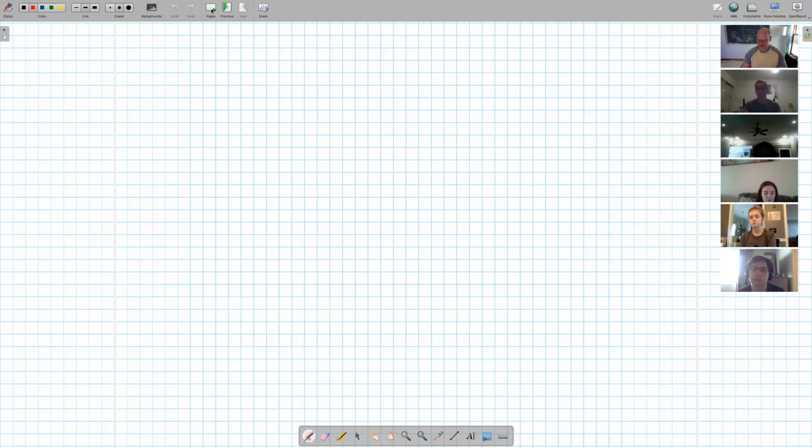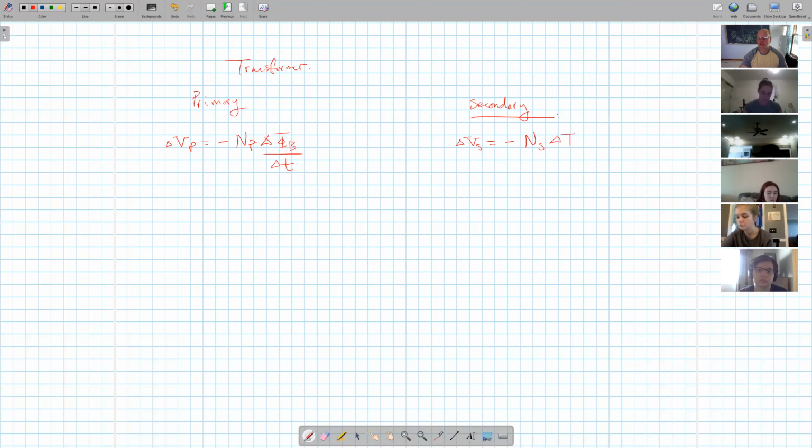So the way the transformer works is that in the primary, you have a potential difference of delta Vp, which is equal to, since this is an EMF, minus the number of primaries times the change in magnetic flux with respect to time. In the secondary, the change in potential across the secondary is equal to minus the number of secondary coils times the change in magnetic flux.